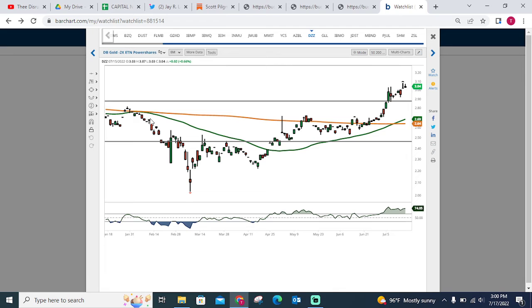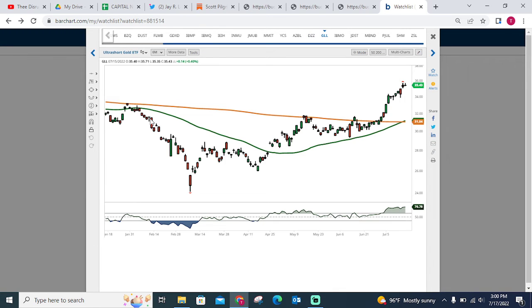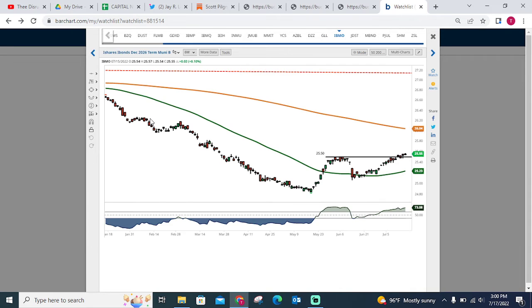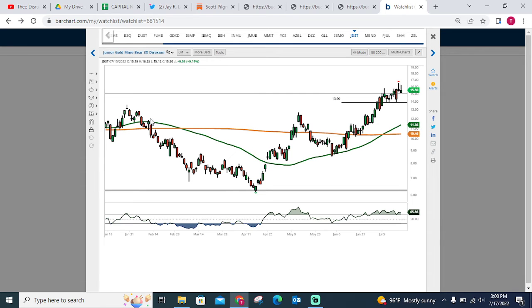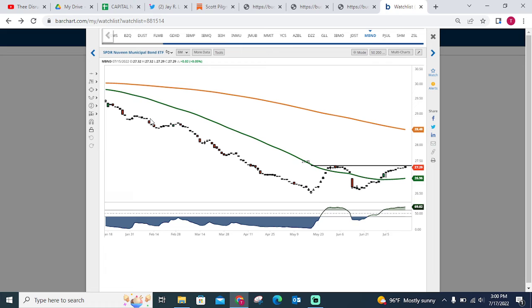Let's see, we've got another gold. This is a 2x. And then you've got just ultra short gold. So in the same way ZSL is a short on silver, this is a short on gold as a commodity. You know, IBMO, that one broke out. That's nice. Now JDDST is one that I hold. Definitely that 1390 would be my no bueno line on that. And we definitely don't want to get there at all.